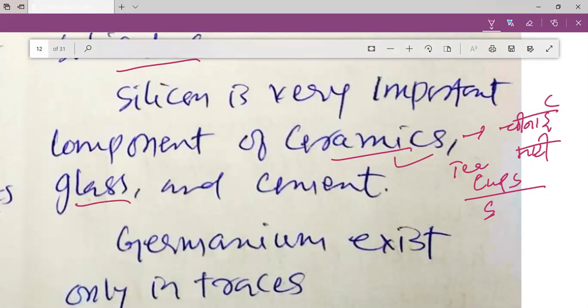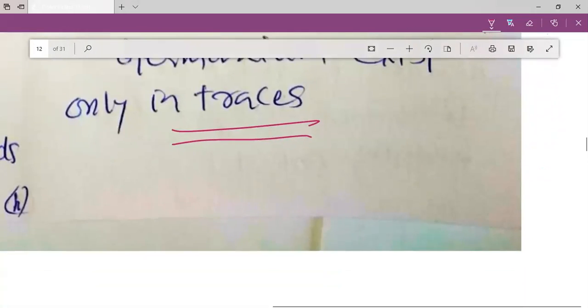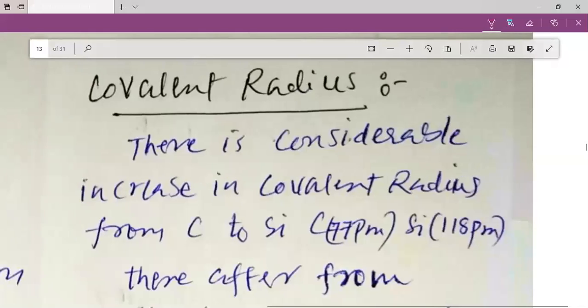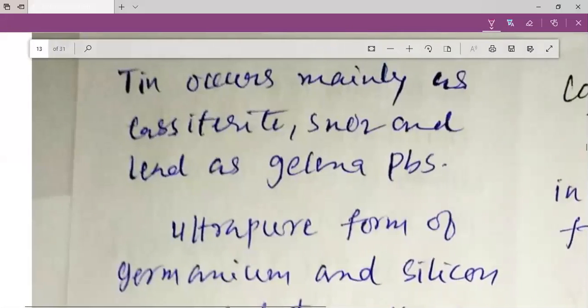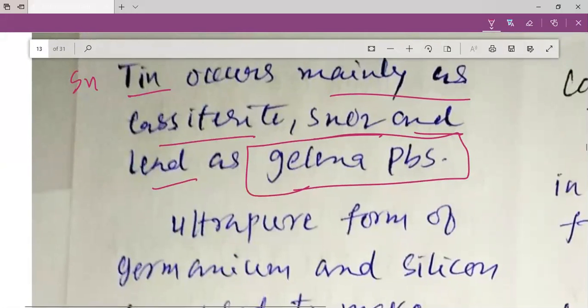It is a very important component of glass. It is a very important component of even cement. Germanium exists only in traces. So germanium is available in the earth, my dear students, in a very small amount. Traces means in a very small amount. Tin, that is Sn. Tin occurs mainly as cassiterite or SnO2, and lead as galena, that is PbS. So these are the various ores and how these elements occur in nature.